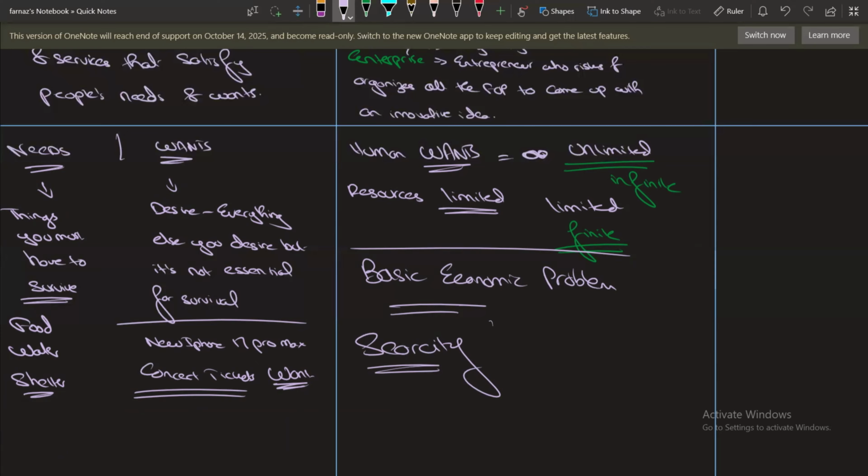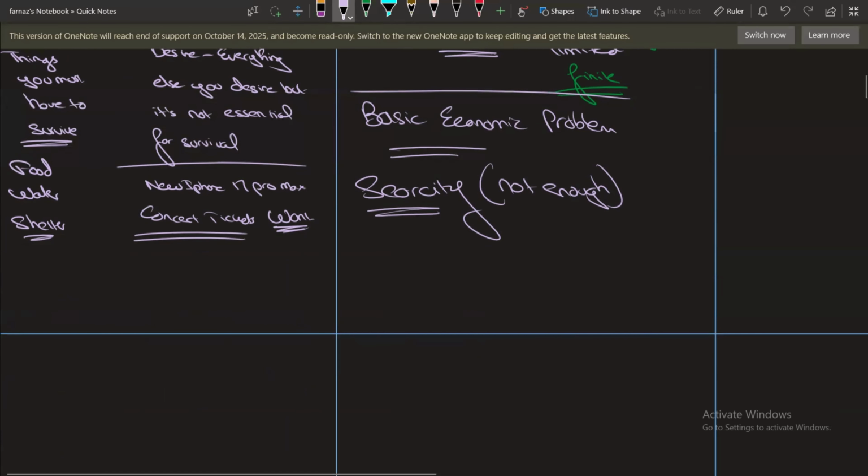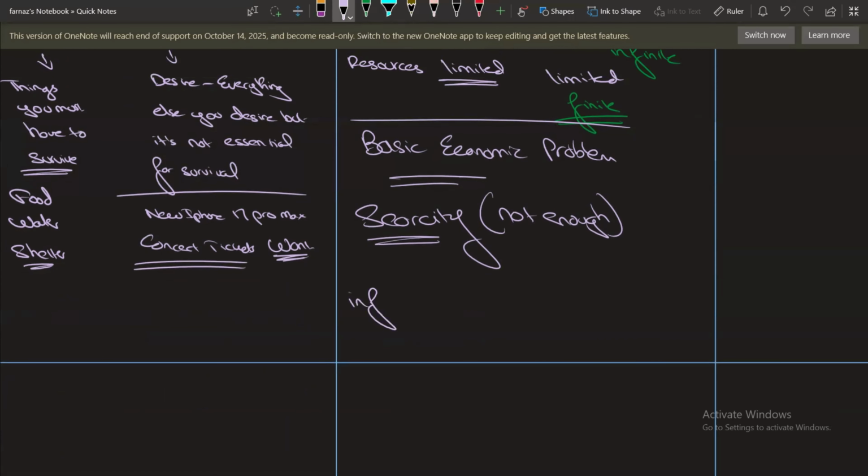Scarcity means not enough. Okay? I'm telling you the general meaning of the word scarce. Scarce means not enough. Scarcity means not enough resources to satisfy all wants. And that is the economic problem that exists in society. So what is the basic economic problem, guys? The basic economic problem is infinite wants. You should say with me, infinite wants and finite resources.